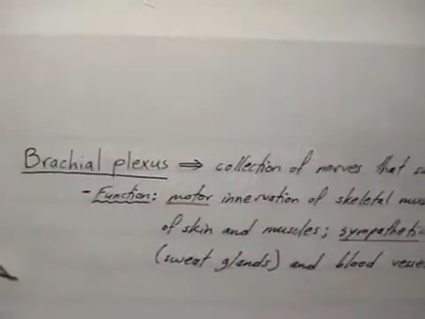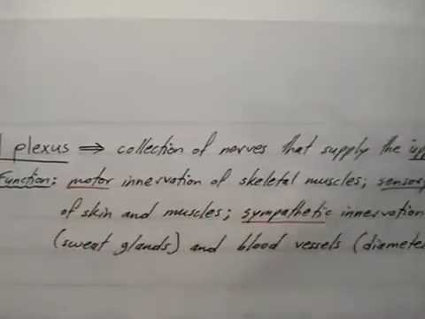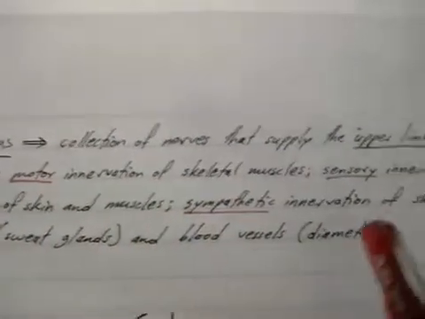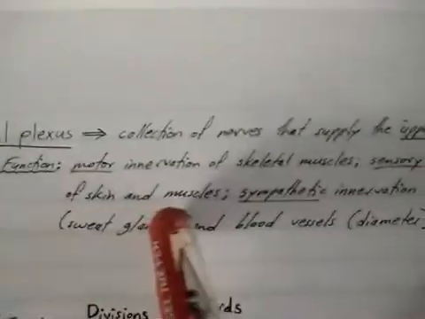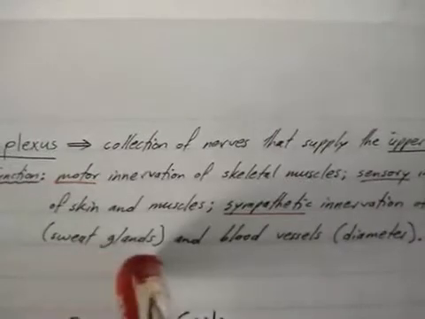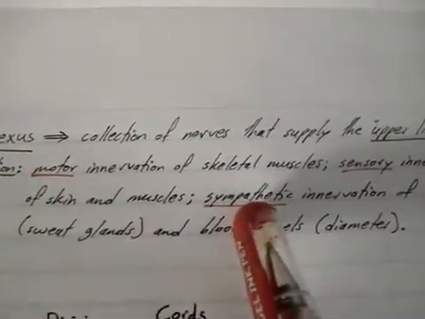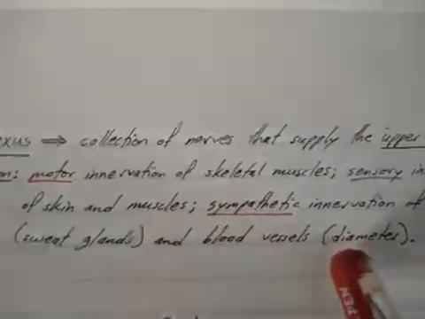In this tutorial we'll be talking about the brachial plexus. The brachial plexus is just a collection of nerves that supply your upper limb. It has three functions. There is a motor innervation of skeletal muscles, allowing skeletal muscle contraction. There's a sensory innervation of skin and muscles. And there's also sympathetic innervation of your skin, specifically the sweat glands and blood vessels. Sympathetic nervous system, as we know, regulates blood vessel diameter.